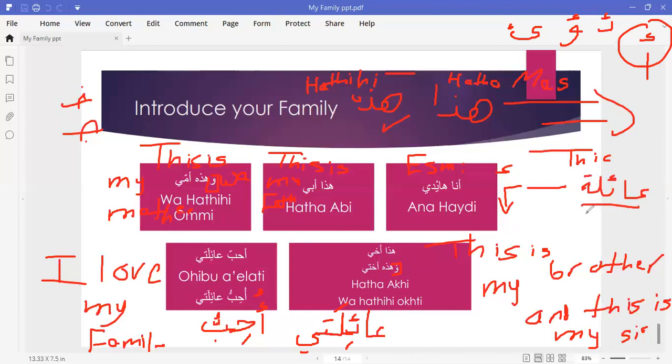Let's look at عائلة. عائلة is feminine. How do I know it's feminine? Because it's ending with ta marbuta. So if I want to say this is a family, I say هذه عائلة. With عائلة I use هذه, because ta marbuta goes for the feminine. Here أحب عائلتي. What if you don't say I love? If you want to say this is my family, because عائلة is feminine ending with ta marbuta, you have to use هذه عائلتي, not هذا عائلتي. So this is my family, هذه عائلتي.